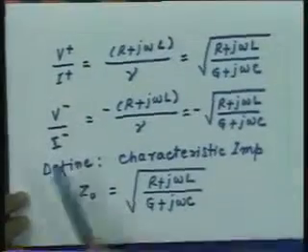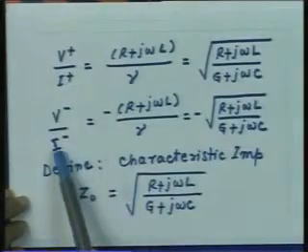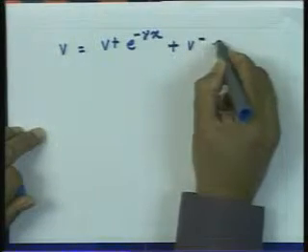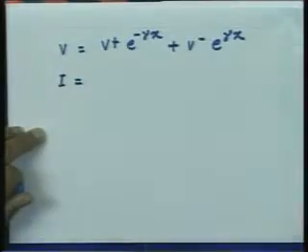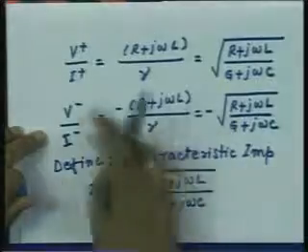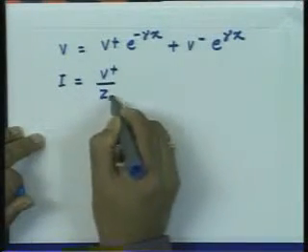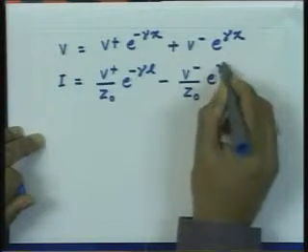Once I get this, then I can now reduce the arbitrary constants in the voltage and current expressions, because I can substitute for I plus, which is V plus divided by Z naught, and I minus can be substituted as V minus divided by Z naught. So, the voltage and current expressions on the transmission line can finally be written as V is equal to V plus e to the power minus gamma x plus V minus e to the power gamma x, and I is I plus e to the power minus gamma x, but I plus is V plus divided by Z naught, so I can substitute that. Similarly, I minus is V minus divided by Z naught. So, I will be V plus divided by Z naught e to the power minus gamma x minus V minus upon Z naught e to the power gamma x.